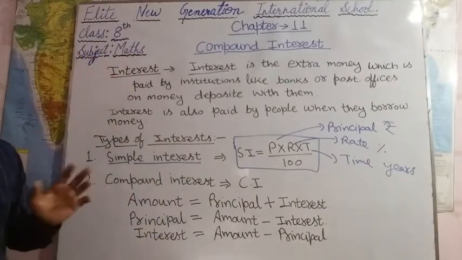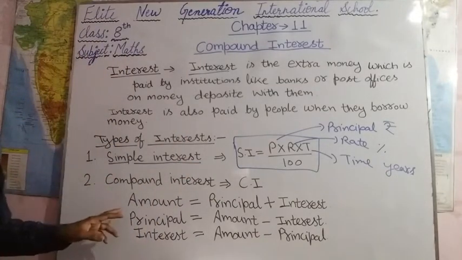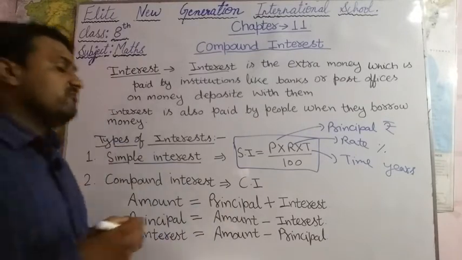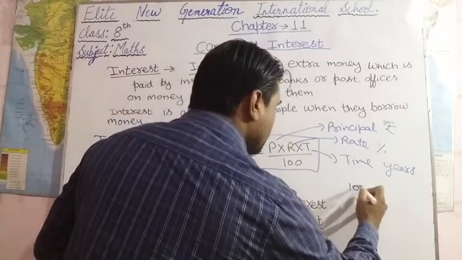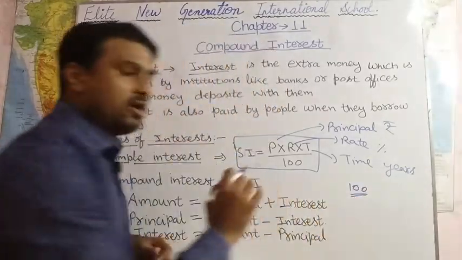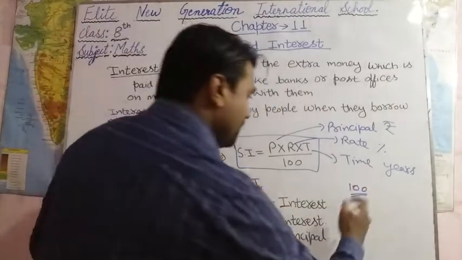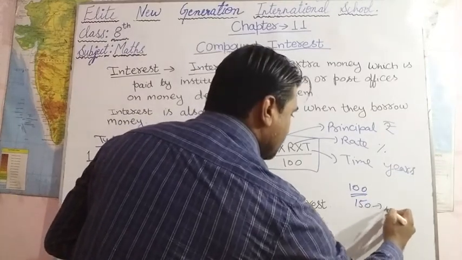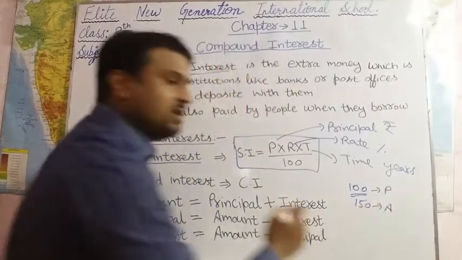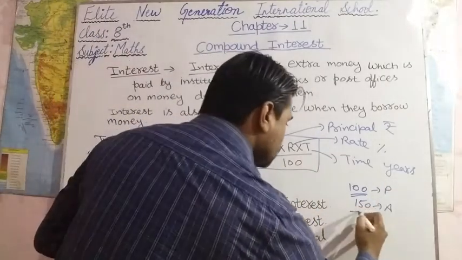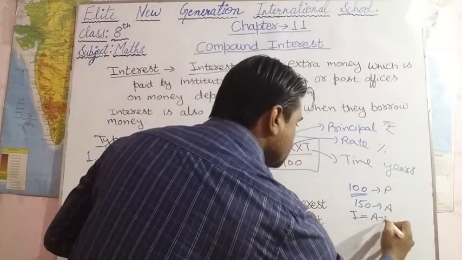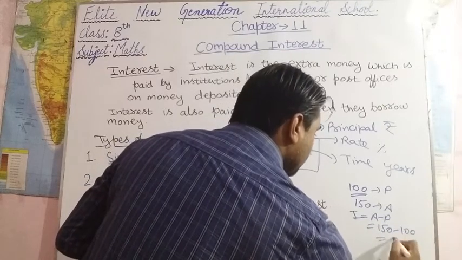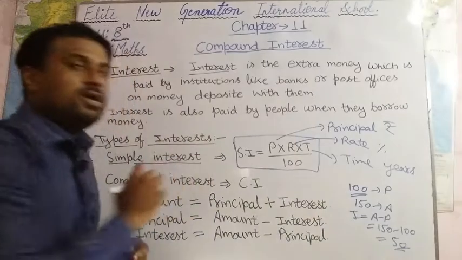Now the formula for finding interest is interest equals amount minus principal. See, if someone has taken 100 rupees from anyone, and after 1 year he paid 150, that means 150 is the amount and 100 is the principal. And what is interest? Interest will be amount minus principal, that is 150 minus 100, which is 50. So 50 rupees will be the interest.